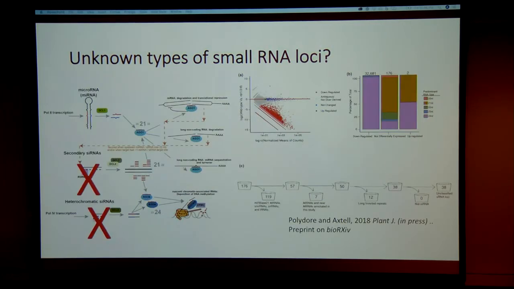So one thing we've done recently, this is work from one of my students, Seth Polydor, is look at mutants in Arabidopsis that essentially eliminate this pathway and this pathway. So according to the canonical understanding, everything that we're left with should be microRNAs. And the end result is that there are actually some things that are unexplained. So it's a small number, but we do have some small RNA loci that don't really fit into this paradigm.